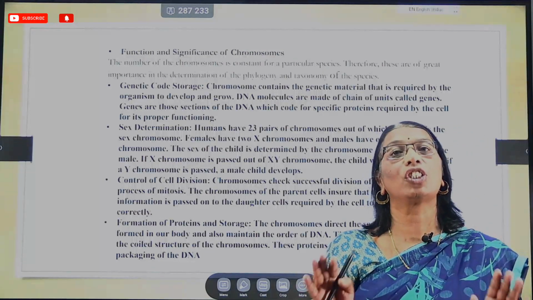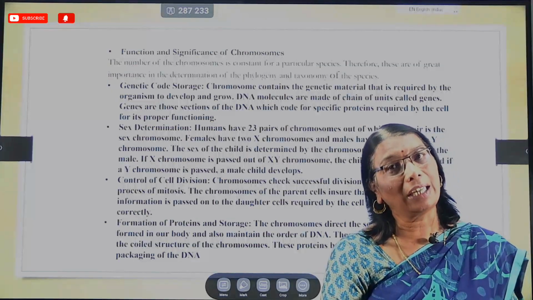This is all about the structure, function as well as the types of a chromosome.